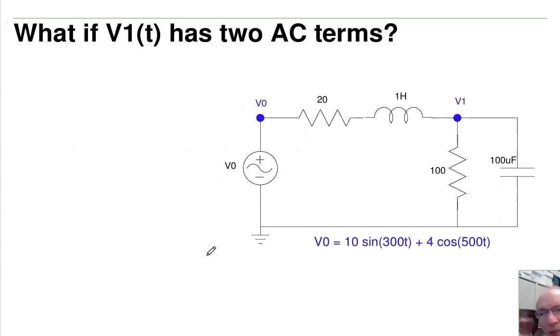Okay, so here's another problem. Suppose V0 has two sinusoidal inputs, one at 300 radians per second, one at 500. Now what's V1? Again, I'm going to use superposition. Treat that as two separate problems. Find V1 when the input is 10 sine 300t. Find V1 when the input is 4 cosine of 500t. The total input is the sum of the two. The total output is the sum of the two.